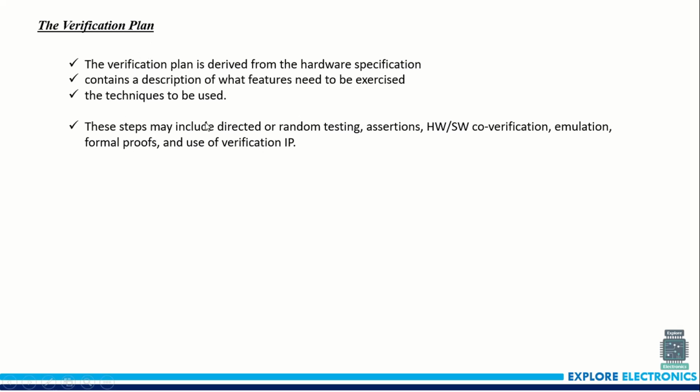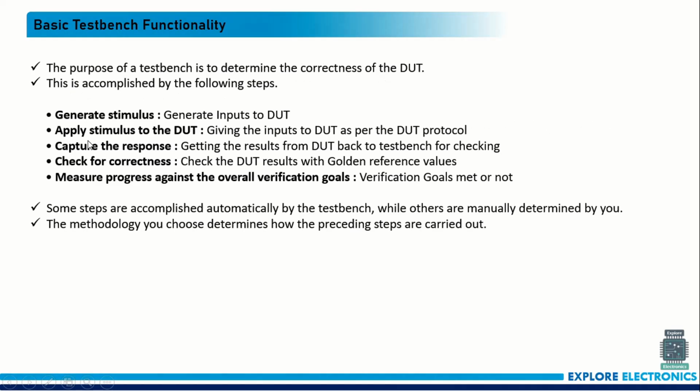And these steps may include directed or random testing. Remember, directed testing in the sense we will be giving the data manually, and random testing in the sense we are randomizing the data what we are going to generate from the test bench. It may also contain assertions, in the sense some checkers, hardware software co-verification things if it is there in the design, and emulation, formal proofs, and the use of verification IP. These are the different steps that may be involved in the verification plan.